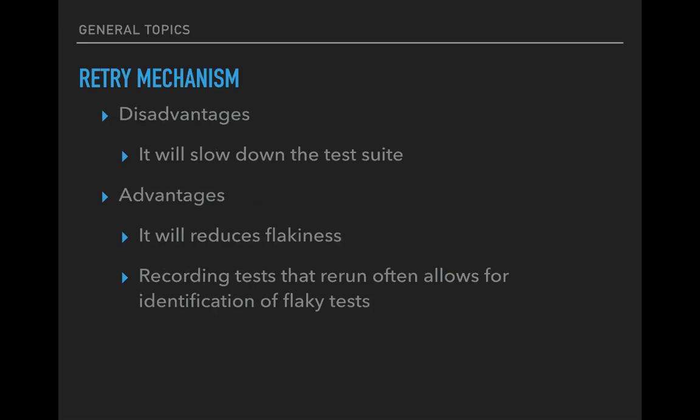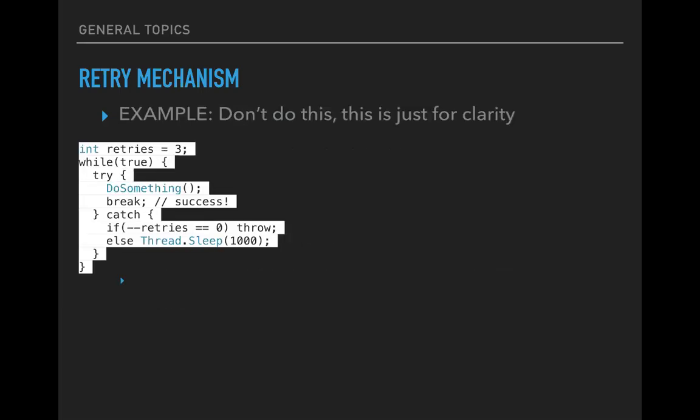Now it will have some advantages, such as reducing flakiness. And you can also just record which tests have a lot of reruns. You can look at that report later and make sure that you pick out the ones that rerun a lot, so you can pick the flaky tests out. But it will of course slow down your test suite. And you can't determine exactly how much time it will slow down your test suite. That is because it's going to retry only when it fails, and it's going to retry it X amount of times. So for example, I have a code example here as well.